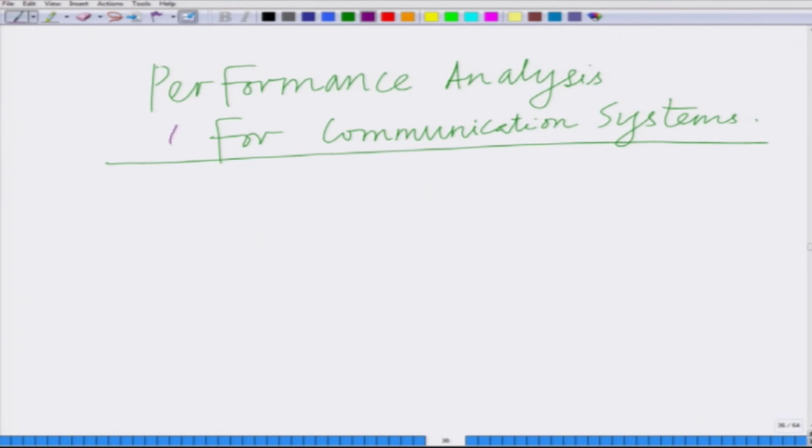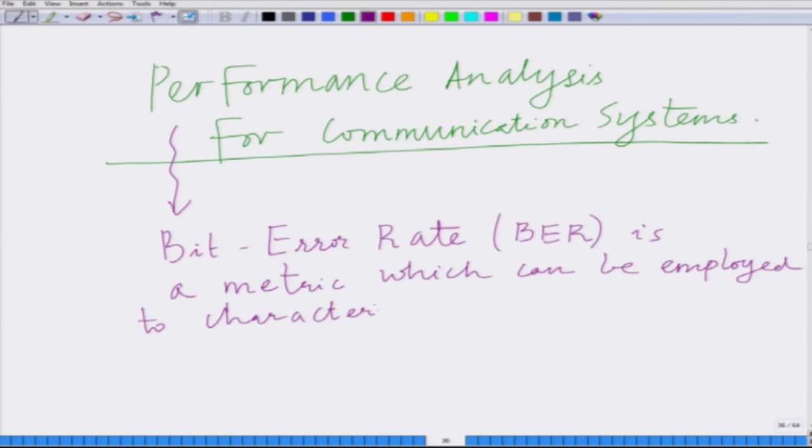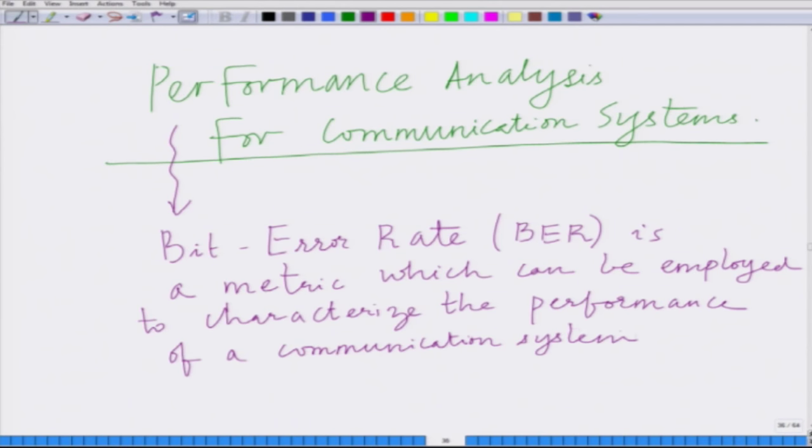So we are going to employ the following metric. Bit error rate, often abbreviated as BER, is in fact a convenient metric which can be employed to characterize the performance of a communication system. So bit error rate is a metric which can be employed conveniently to characterize the performance of a communication system. So what is this bit error rate?